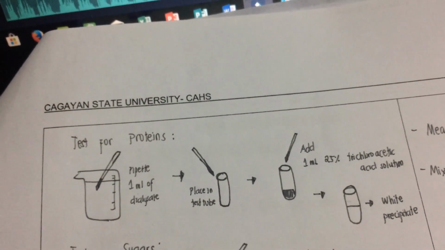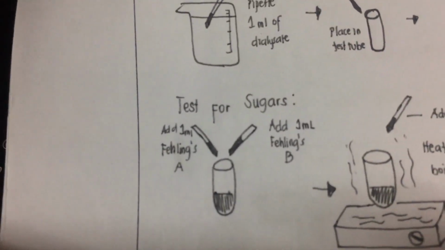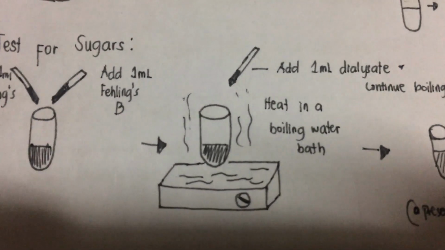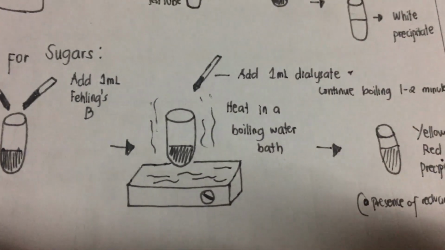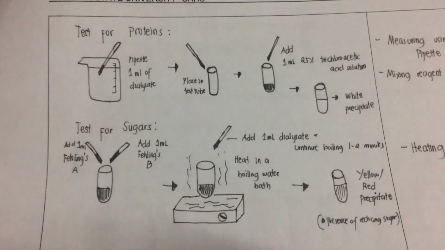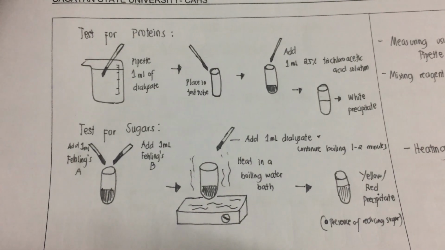Now, let us test for sugar. Combine 1 ml of Fehling's A and 1 ml of Fehling's B in a test tube and heat it in a boiling water bath. Add 1 ml of the dialysate and continue to boil for 1 to 2 minutes. A yellow or red precipitate indicates the presence of sugar.